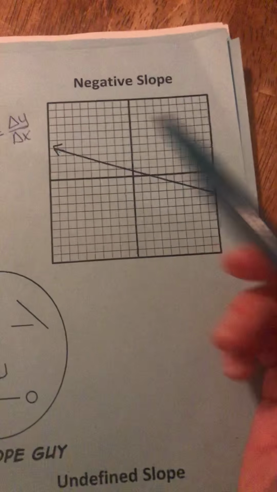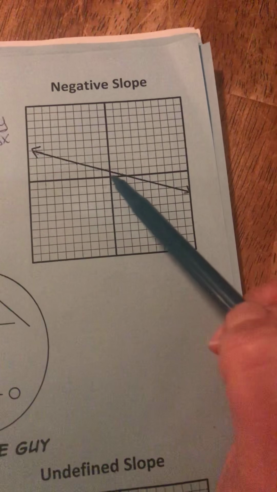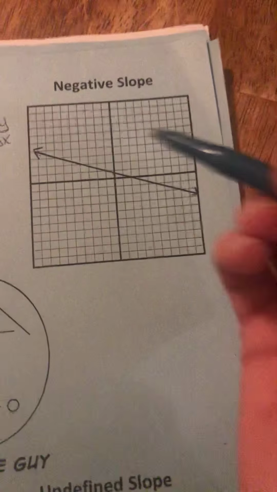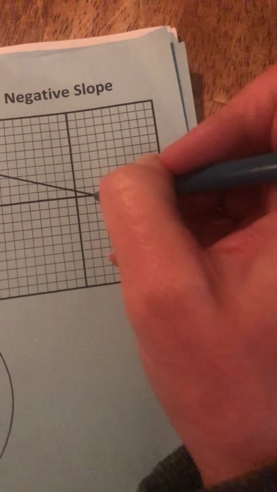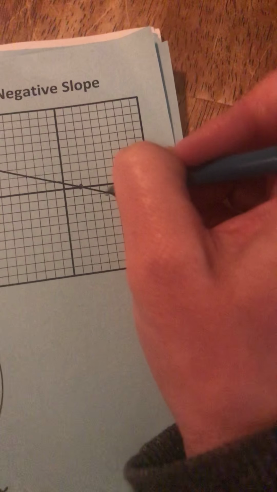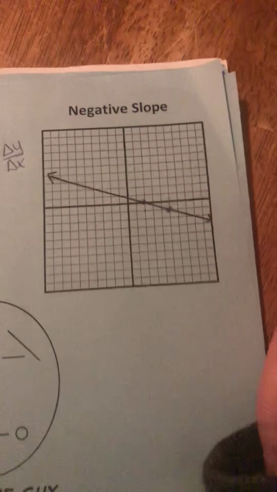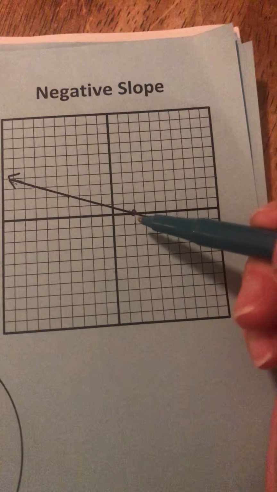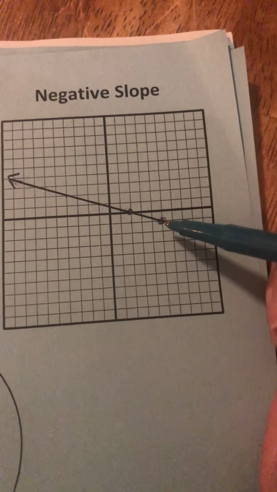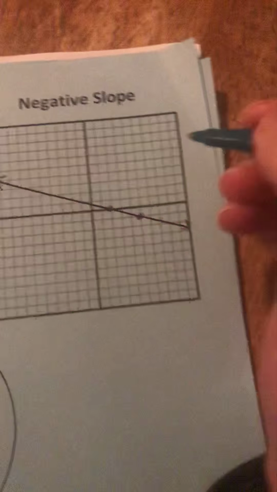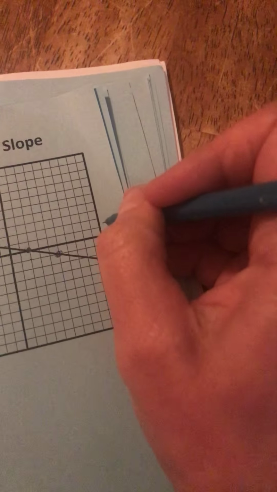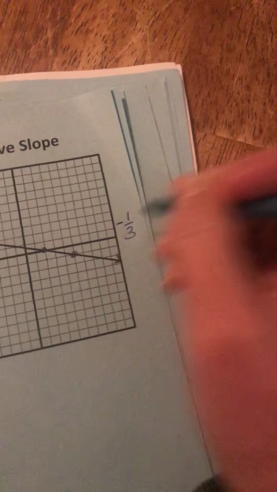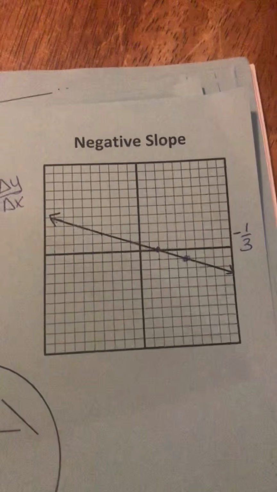A negative slope will be going down as you look at your graph from left to right. And again, to figure out the actual slope of this line, we're going to pick out 2 points. I always try to find 2 points that are close together so I don't have to count so far. And then I'm just going to count. I'm going down 1 over 1, 2, 3, because I'm going in a down direction. It's a negative, so that's -1/3.